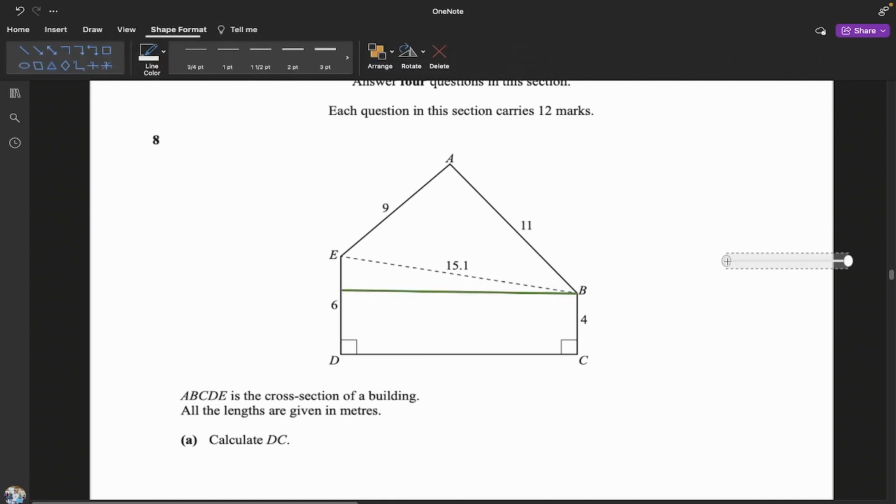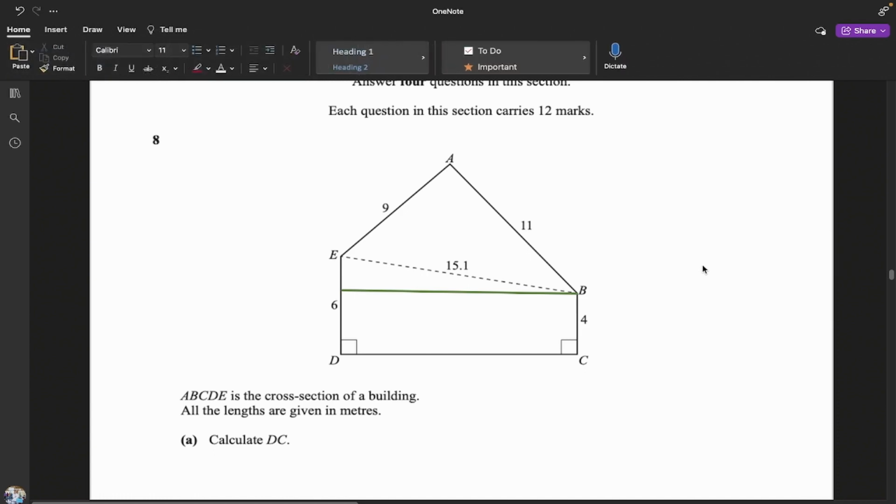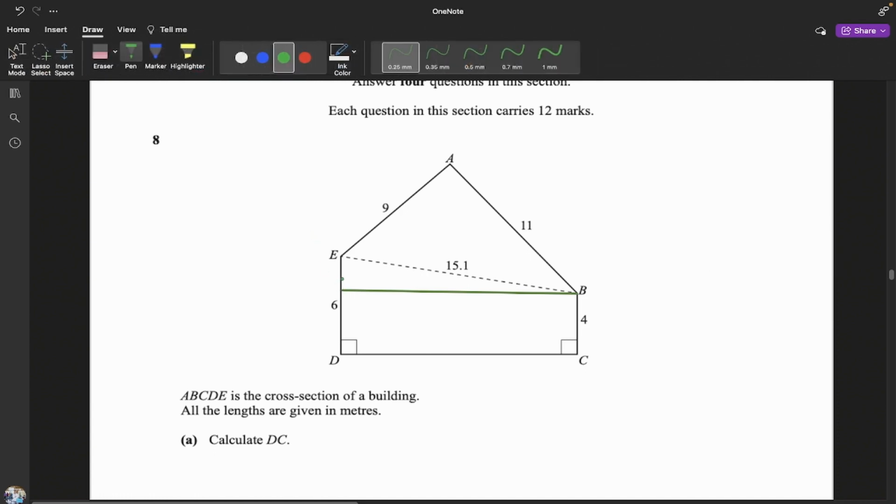Okay, so I will construct a line. If I construct a line which is perpendicular to ED, this will divide ED into two pieces. This length will be 4 meters, and this length will be 2 meters. Why? Because this line and this line both are parallel to each other. And this is DC, and DC is also equal to the constructed line.